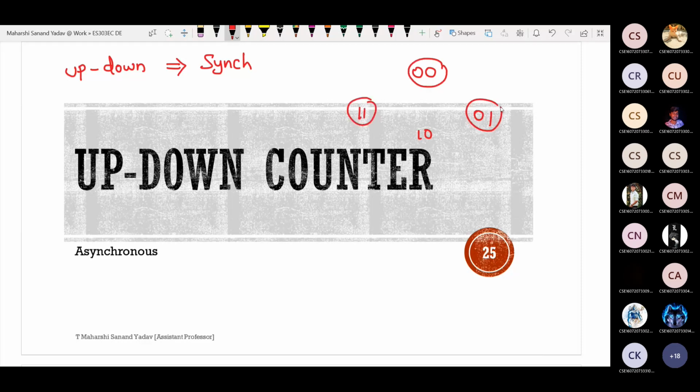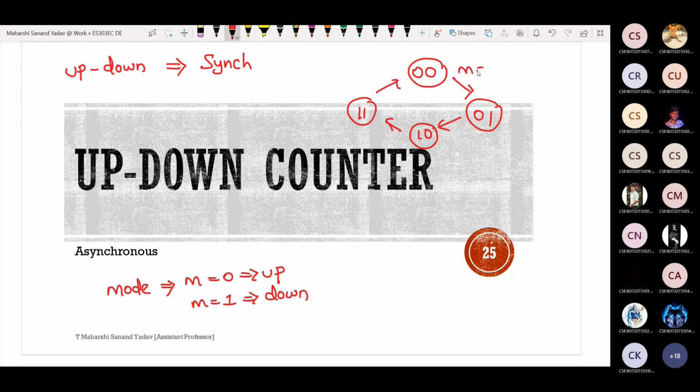Arrow marks, both up and down. Okay, what was the condition you assumed for mode? M is equal to 0, it is up counter. If it is 1, it is down counter. This was our assumption. So we drew the state diagram like this for synchronous. For M is equal to 0, it goes from 0 to 1, 1 to 2. For M is equal to 1, it will go from 0 to 3, 3 to 2. Correct? Yes, sir. So like this we did.